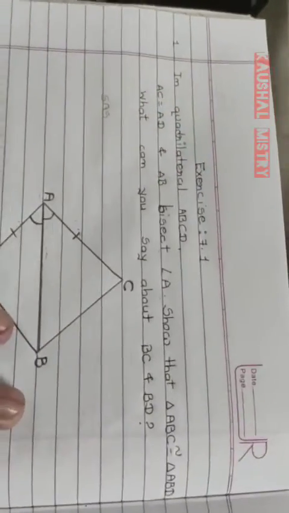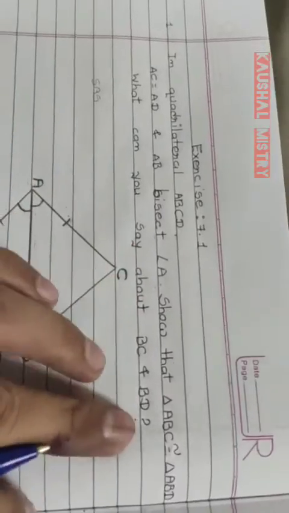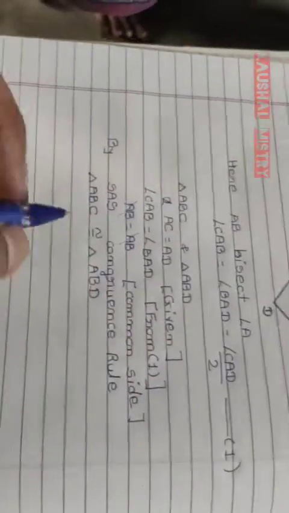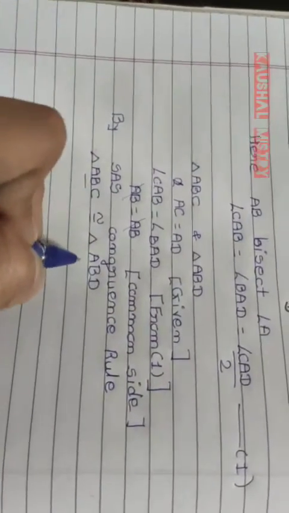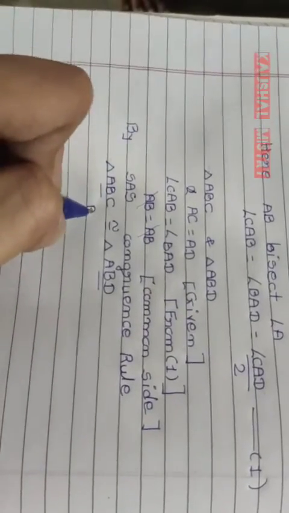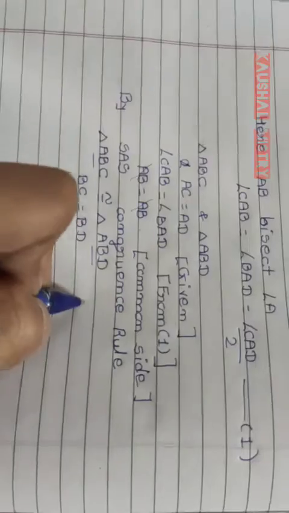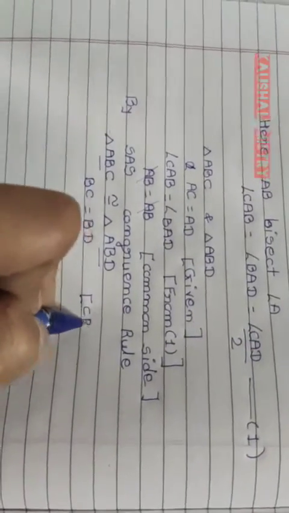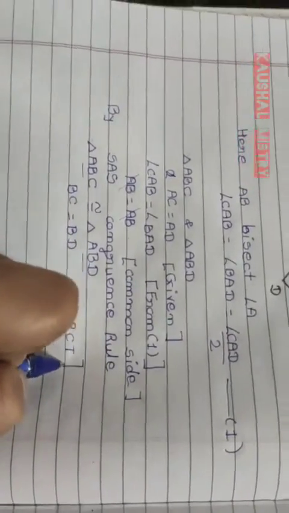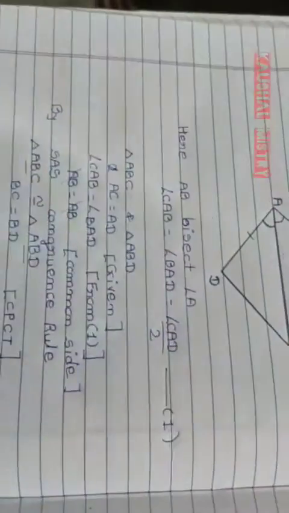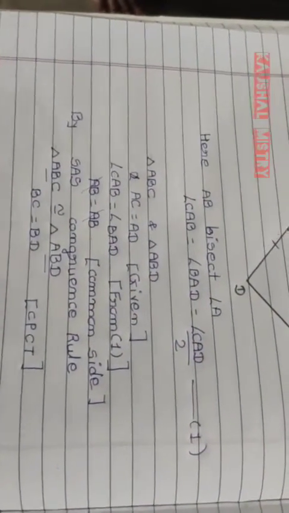And one question is there, what can you say about BC and BD? Now we can see that BC and BD. So BC is equal to BD by CPCT. That means we can say that BC and BD are equal in length.